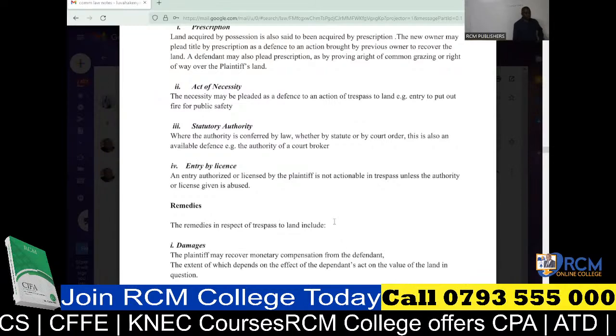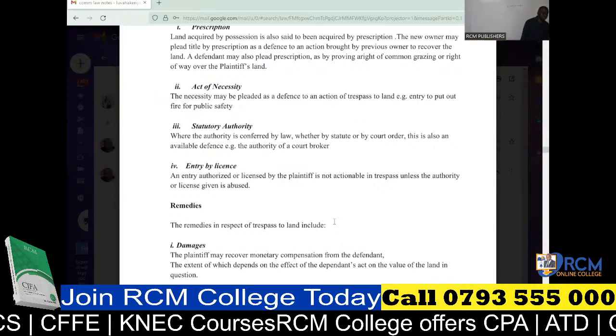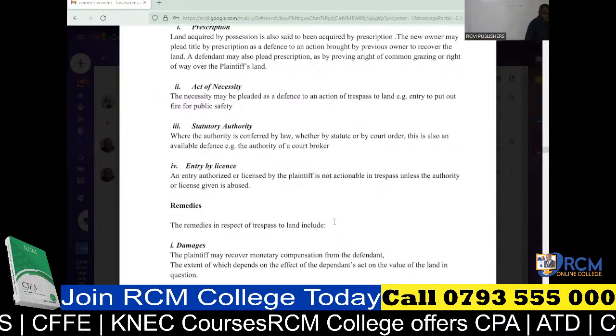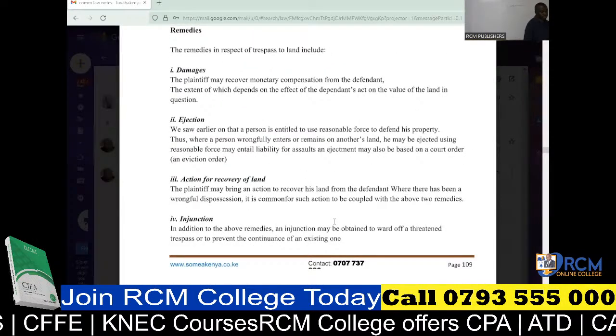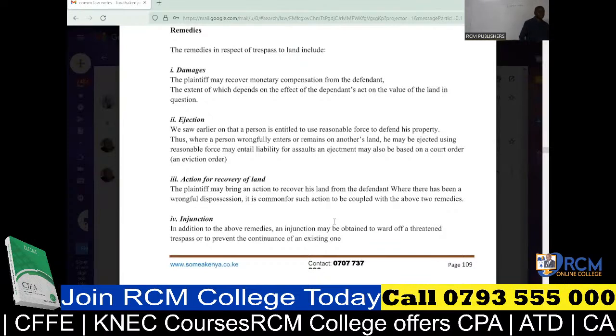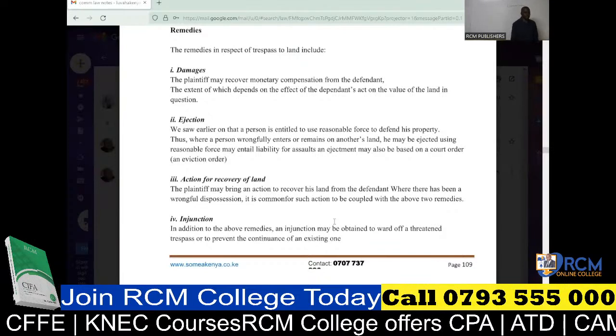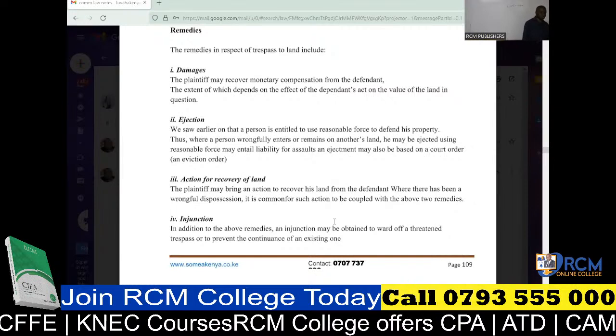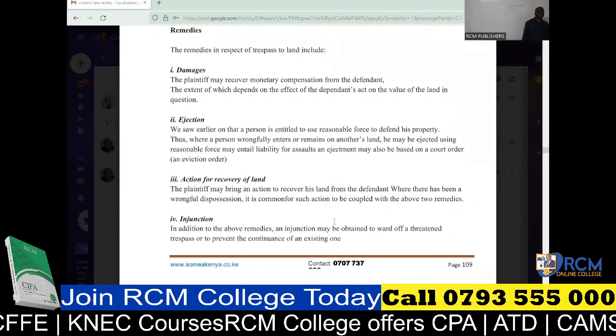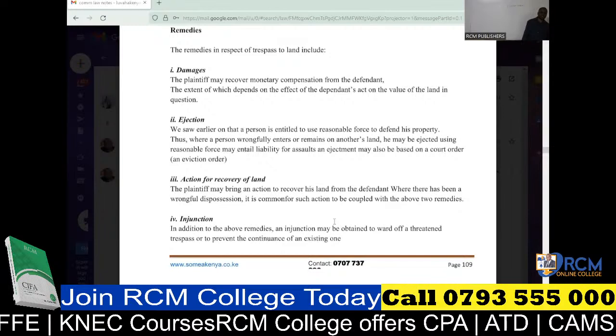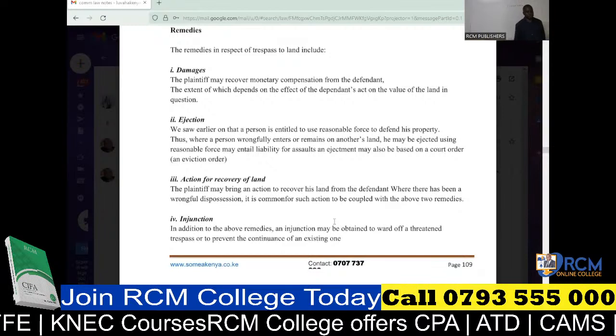Then ejection. Ejection simply means that, for example, if a person has remained on another person's property without authority, the court can give an ejection order that he be evicted, or ejected, from the property.